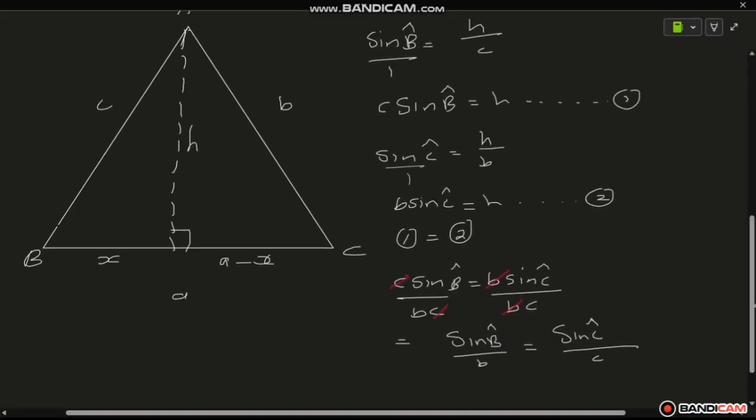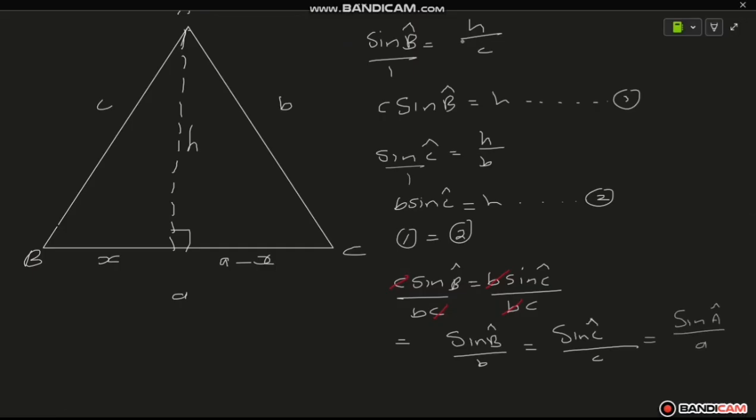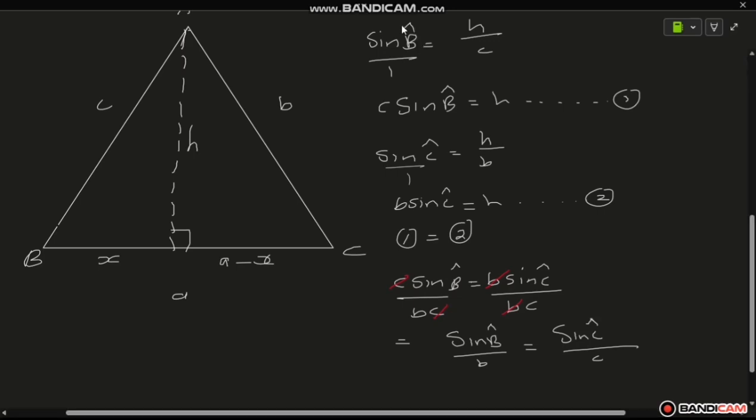So you are done proving the sine rule. I hope it makes sense. Or you can also say sine A over a, and it gives the same thing, but you can actually use two equations. It can be the sine B and the sine C, or the sine C and the sine A, the sine A and the sine B. So you are done proving.